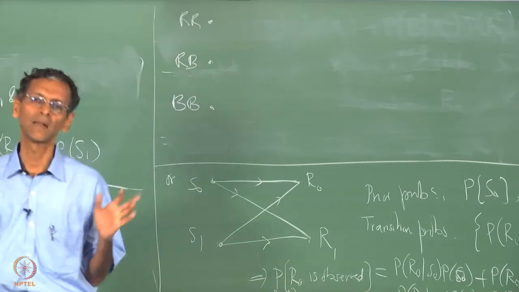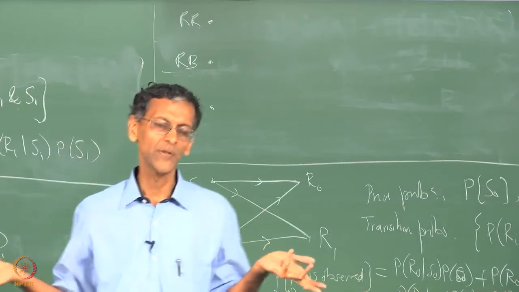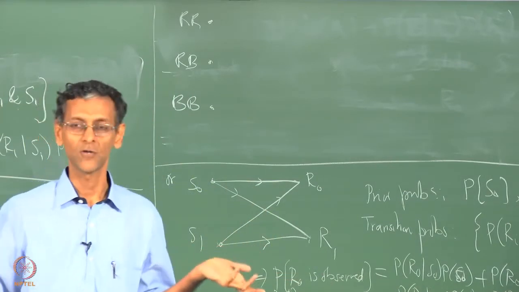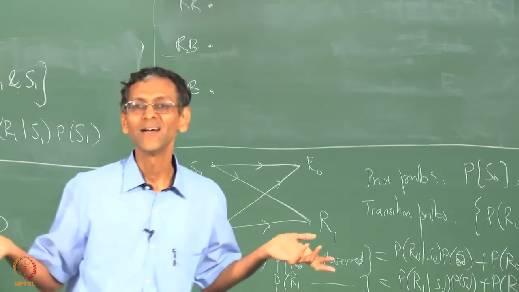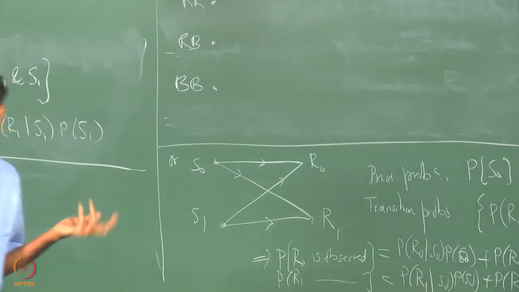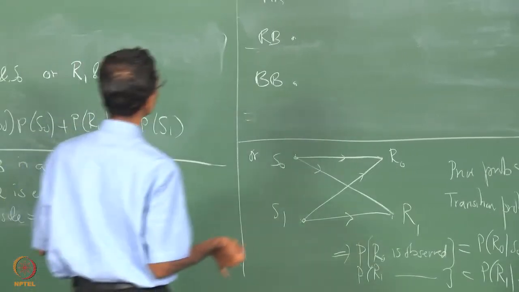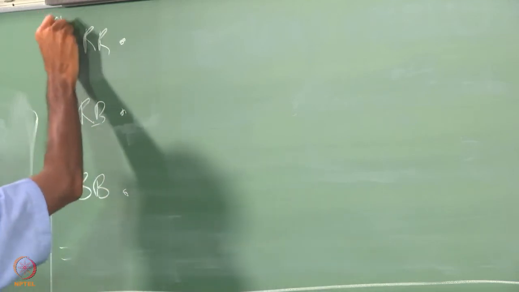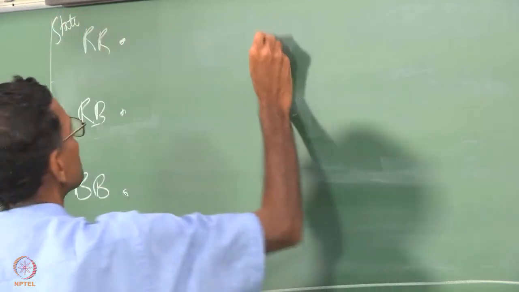Remember again, R is nominally red and B could be blue or black or brown or whatever you want, anything which is not R. This R is the same as this R and this B is the same as this B, so that you can't tell by looking at what shows up exactly which card you have drawn. So this is the hidden state and this is the observation.